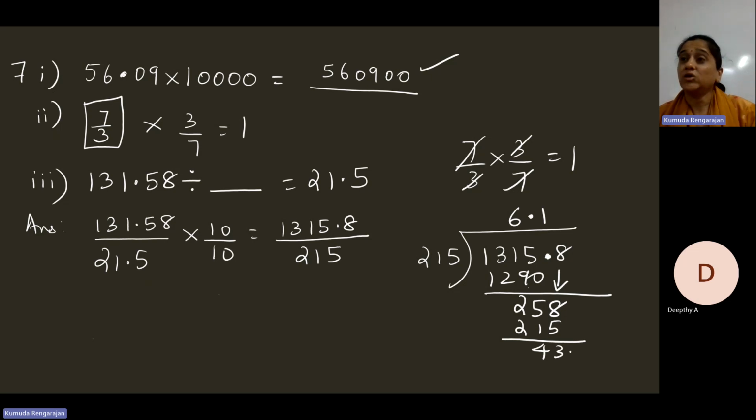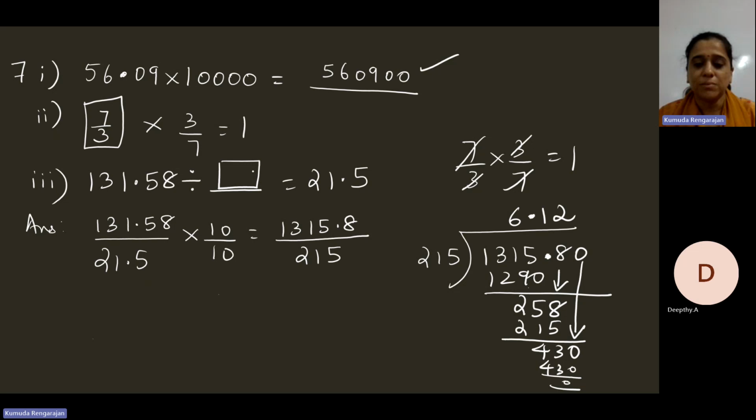43. You can add a 0 once you place the decimal point in the quotient, no? One free 0 you get every step. It's like there's a 0 there and you're bringing it down. So 430. So 215 2 times is 430. Exactly, 0 is the remainder. So the answer is 6.12.